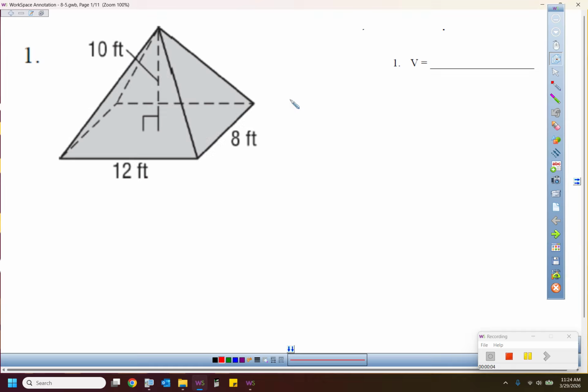All right, today we get to learn about volume of pyramids and cones. We'll check out the yellow card. We'll go under the pyramid. This is a rectangular pyramid. It's not quite square because the bases are not the same, but regardless, the formula for a pyramid's volume will be 1/3 base area times height.